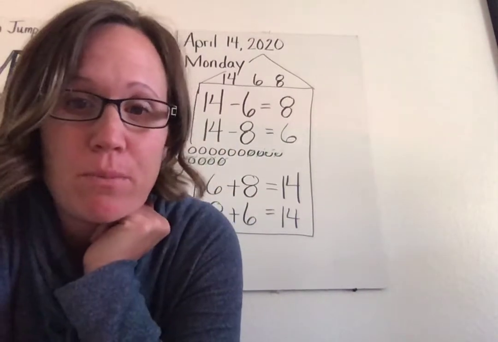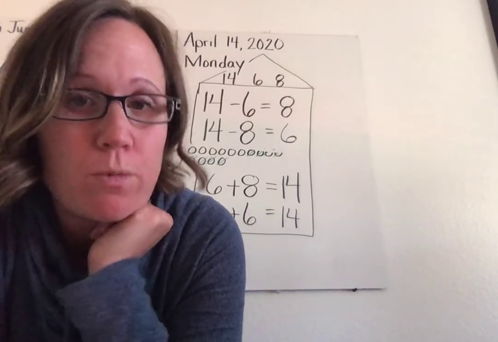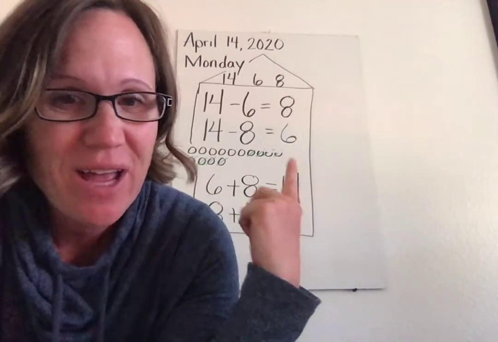So we ended up moving from our CGI problem, which is our word problem, to our fact family problem.